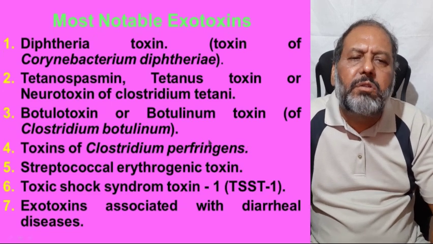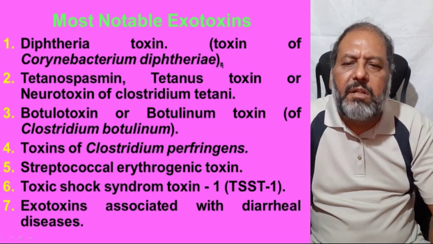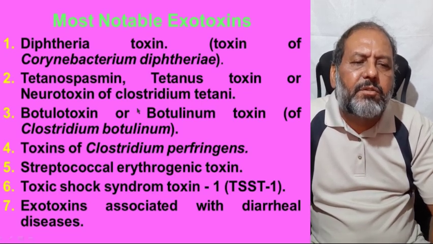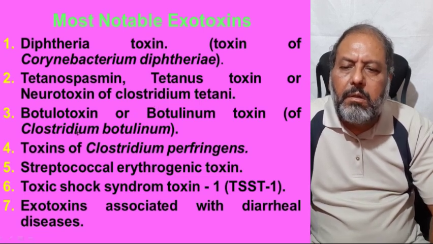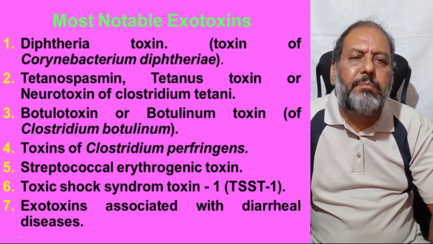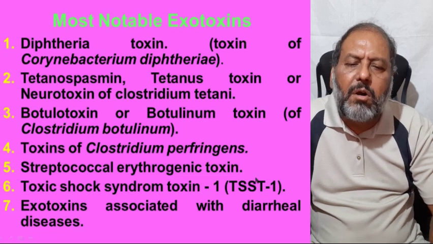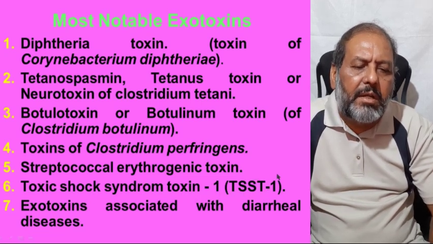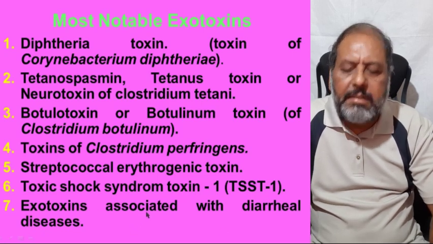So the most notable exotoxins are diphtheria toxin, the toxin of Corynebacterium diphtheriae; tetanospasmin, the tetanus toxin or neurotoxin of Clostridium tetani; botulotoxin or botulinum toxin of Clostridium botulinum; toxin of Clostridium perfringens; Streptococcus erythrogenic toxin; toxic shock syndrome toxin 1, TSST1; and exotoxin associated with diarrheal disease.